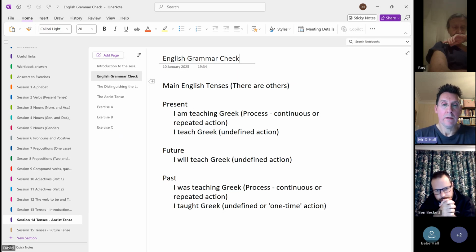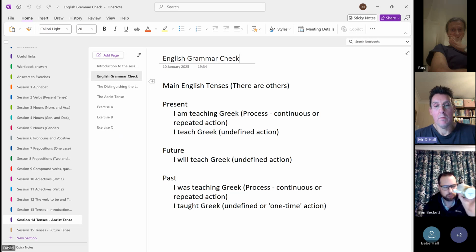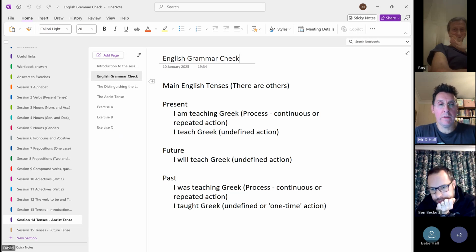And then the other past tense is I taught Greek, which is undefined. In most cases, it's the default tense just to describe things that have taken place. It does have, as part of it, a one-time action kind of idea, but that's not the only aspect of it. It's really better to consider it just as undefined. So I taught Greek doesn't say anything about how much I did or what, it just happened in the past. And so you're just making reference to a past event. And so that's the aorist tense. We have the imperfect and aorist tense.